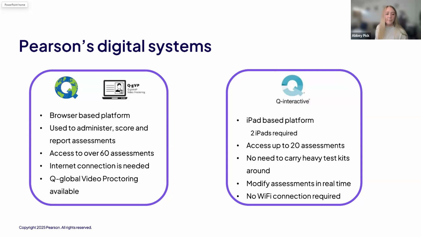The second digital system is Q Interactive. Q Interactive is our iPad-based system, which allows you to administer the assessment via 2 iPads. Q Interactive hosts 20 assessments, including the WISC-5, the WIAT-3, and the KELF-5. You will no longer need to carry around your heavy test kits, as Q Interactive has the manuals and stimulus books built into the platform. This also simplifies the administration process, as well as having automatic scoring to save you time.